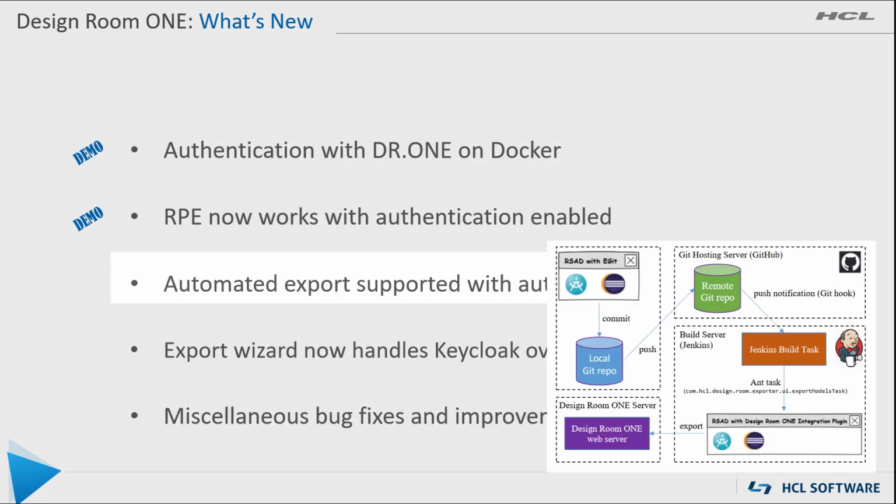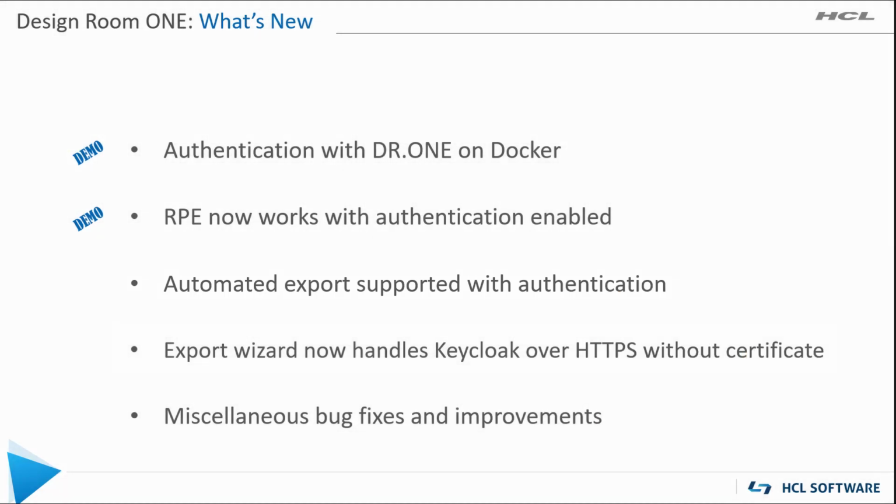Please refer to the documentation on the DevOps community or in your Design Room 1 installation. In the export wizard in the modeling client, there's an option to allow insecure connection to the Design Room 1 server. That option now also prevents certificate issues if the Design Room 1 server is configured to contact the Keycloak server with an HTTPS URL. Please note that authentication is still delivered as an experimental feature in this release.